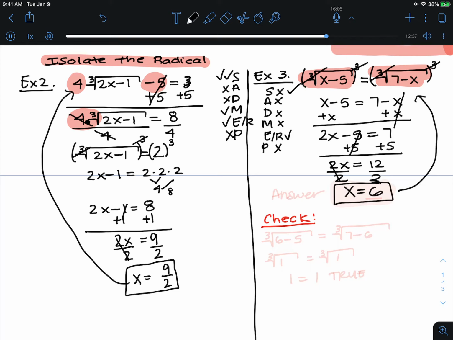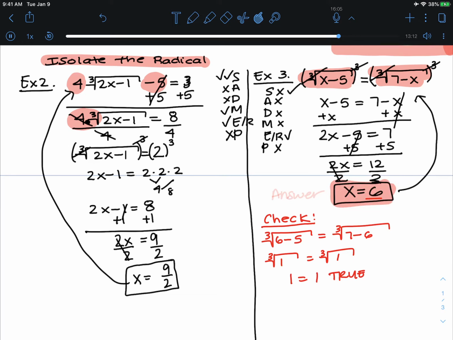Okay, so I'm going to use the original equation, which is the cube root of x, but now x is going to be 6. So 6 minus 5 equals the cube root of 7 minus 6. What is 6 minus 5? It is 1. What is 7 minus 6? It is 1. So is the cube root of 1 equal to the cube root of 1? Yes, or you can even do the cube root of 1, which is just 1 equals 1. So is this a true statement? Yes, it is a true statement. So therefore, x equals 6 is my answer because I got a true statement.